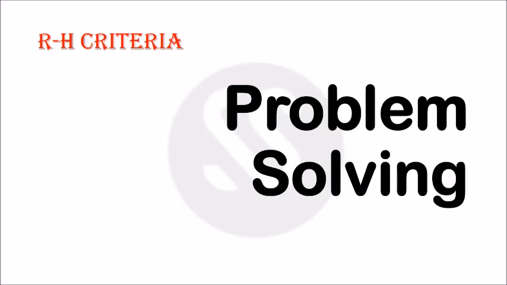In this video, we'll study some problems regarding RH criteria. In the last video we started the RH criteria. RH stands for Routh-Hurwitz criteria. This is the technique where you can find the absolute stability of systems. It says that if there is no sign change in the first column of the RH table, then there should not be any poles at the right side of the S plane. So ultimately the system becomes stable.